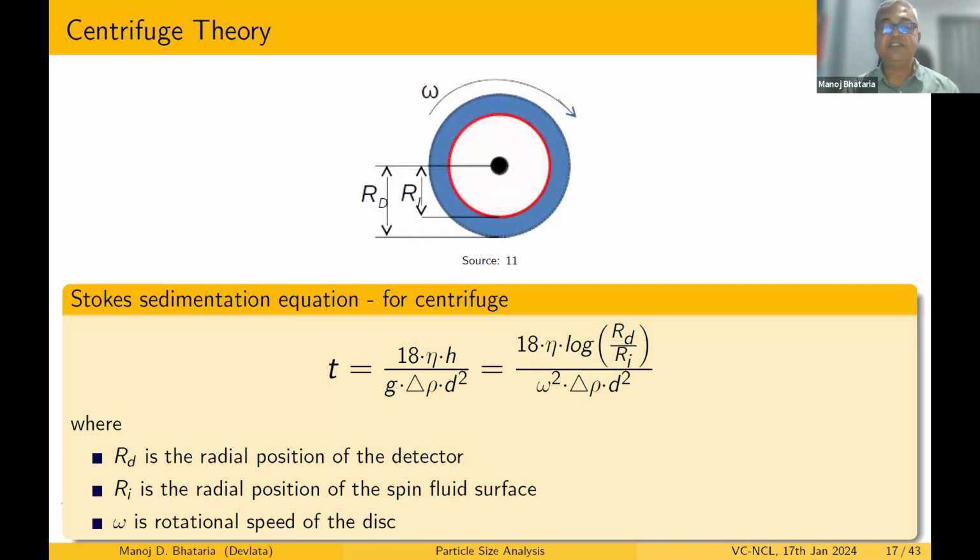Since G is now different over here, it is going to be based on the RPM of the centrifugation disk. So that calculation will go over here, and the formula is given on your screens. At the same time, the distance is the distance where you are introducing the particles on the surface, and RD is the distance from the center where you actually kept the detector to detect the presence of the particles. So this is the formula which is used for calculation of the particle size.